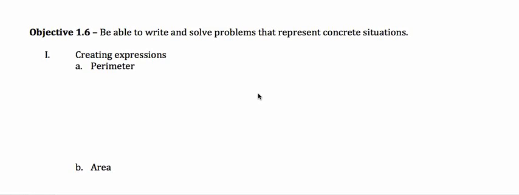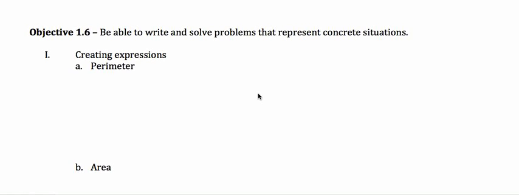Alright guys, today we are looking at being able to write and solve problems that represent concrete situations. We are going to focus on perimeter and area today. So before we even get started, think to yourself, do you remember what perimeter and area are? Could you define those words? Alright, hopefully you came up with that. Perimeter is the distance around an object, and area is the amount of space contained within an object.